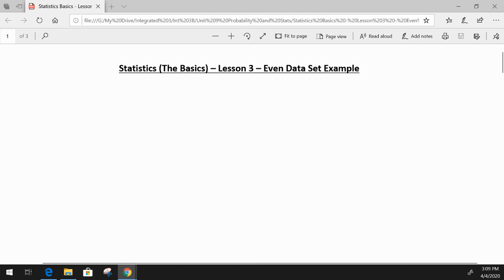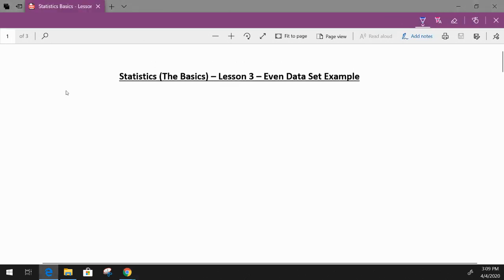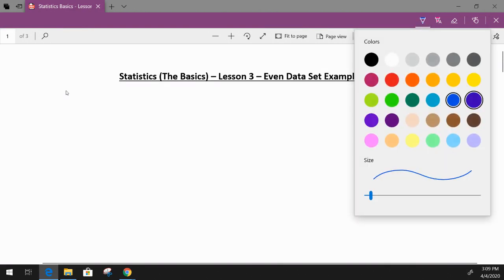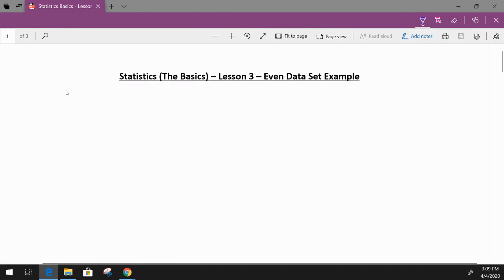Okay, so this lesson is going over a lot of the same things we did in lesson 2, but this time I have an even data set rather than an odd data set. So starting out, let's describe what the data is. My data set is going to represent the age of dogs in my neighborhood. And this is just something I'm making up.